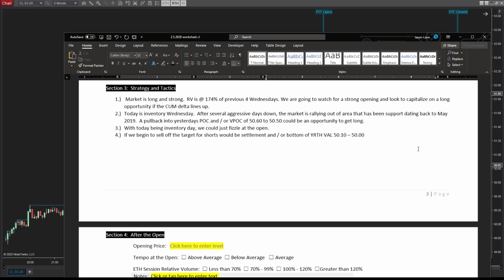Well, at the open this morning, the delta did not line up with what we were looking at. In fact, as we opened, the market was trying to push down a little bit, and the cumulative volume was pushing down.